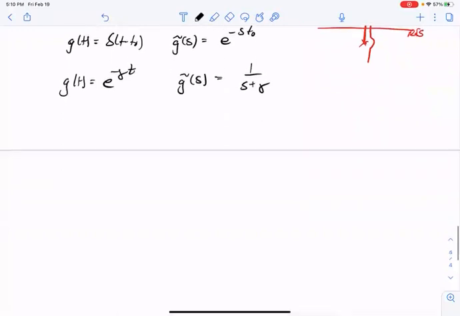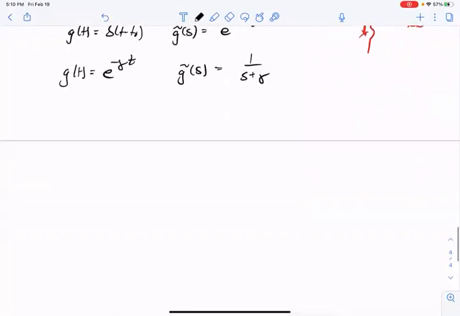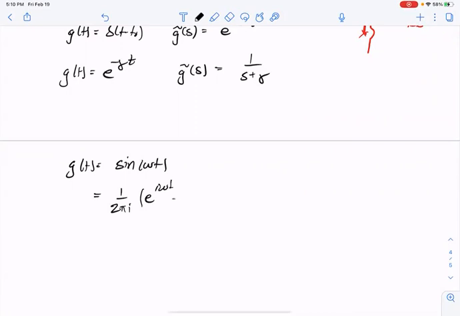Analogously, gamma need not be a strictly real number. I could Fourier transform, or I could Laplace transform, say, the sine function, which I can write as a sum of complex exponentials over 2 i.